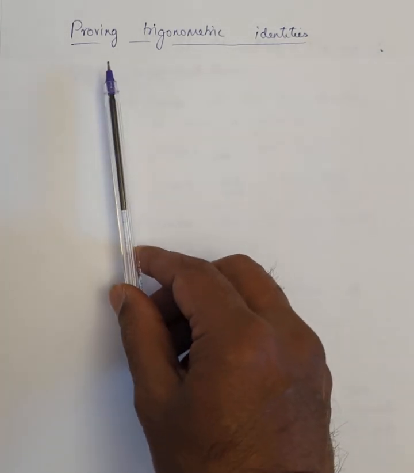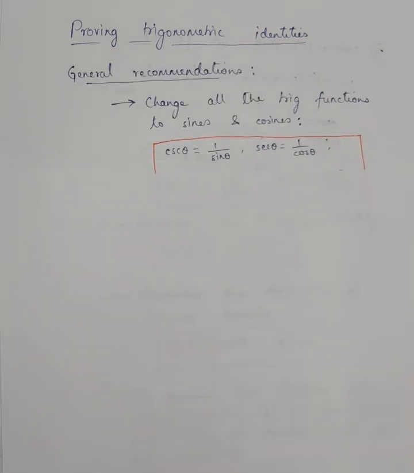Proving trigonometric identities. Now, under this umbrella, there could be several problems, and some problems could be hard, some could be easy. The more trigonometric identities you remember and the more comfortable you are with algebra, the easier it gets to prove trigonometric identities. So I have some general recommendations, and here is the first recommendation.